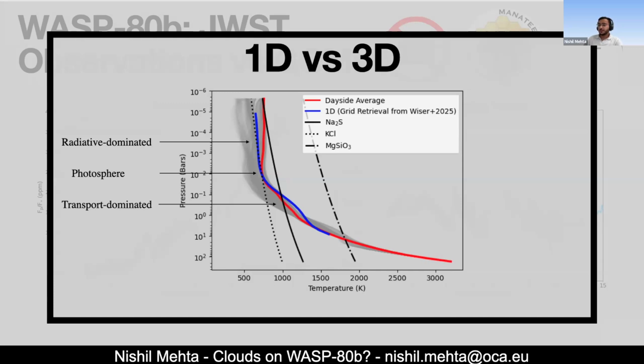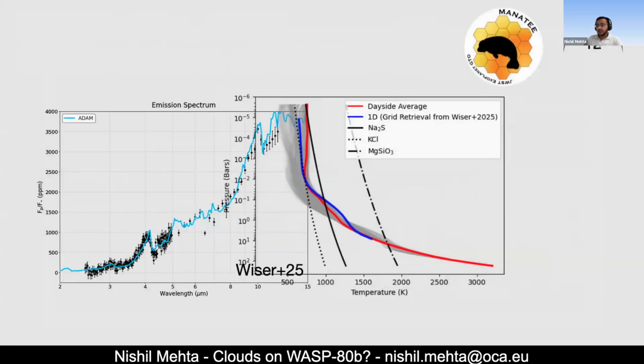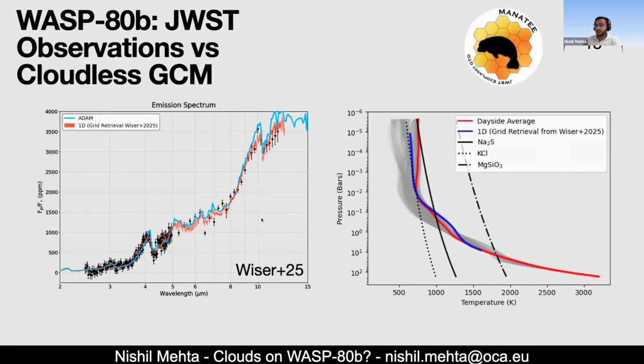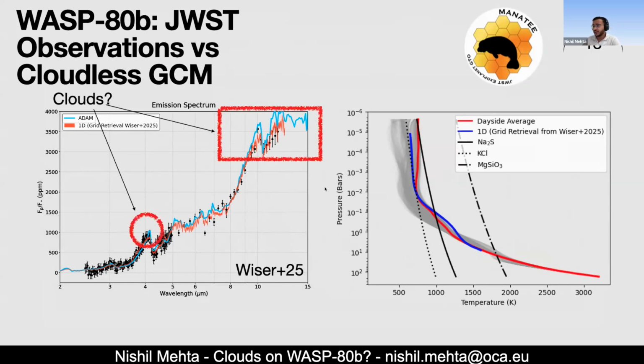Now, when we compare the spectra obtained from 1D and 3D, we can see that both spectra fairly match the observations, but the 1D study required gray opacity to fit the observations better in these wavelength regimes. This gray opacity can be because of clouds. The plot on the right shows different condensation curves which are passing through the PT profile of this planet, which indicates that clouds should be present in the atmosphere.